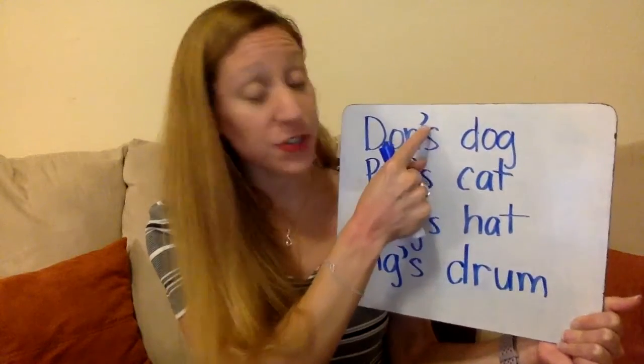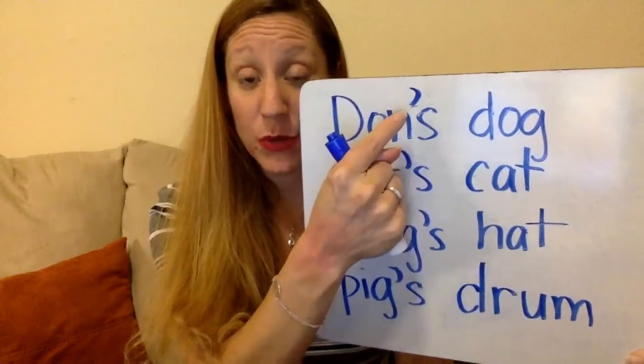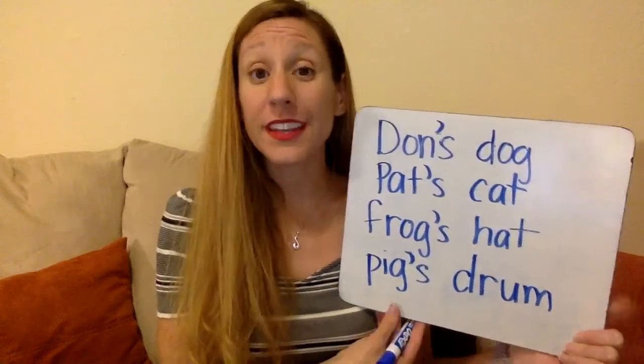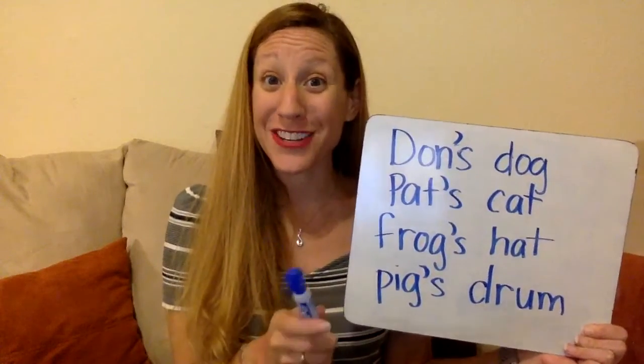Or, that is the frog's hat. The hat belongs to the frog. Or, I see the pig's drum. The drum belongs to the pig. So when we say those words with the s sound at the end, Dawn's dog, Pat's cat, frog's hat, and pig's drum, we show it with an apostrophe s. This symbol there is an apostrophe. That's a bit of punctuation.